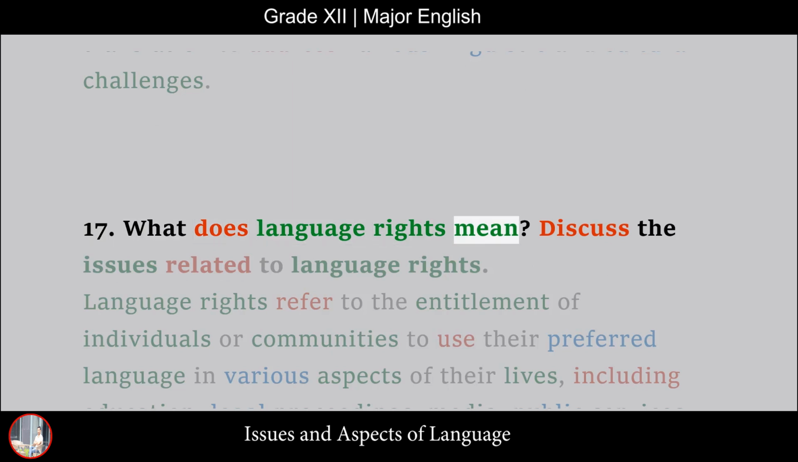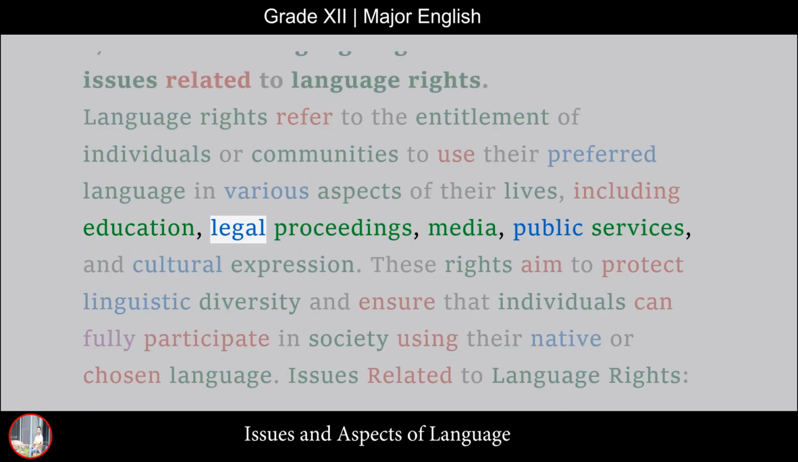17. What does language rights mean? Discuss the issues related to language rights. Language rights refer to the entitlement of individuals or communities to use their preferred language in various aspects of their lives, including education, legal proceedings, media, public services, and cultural expression.